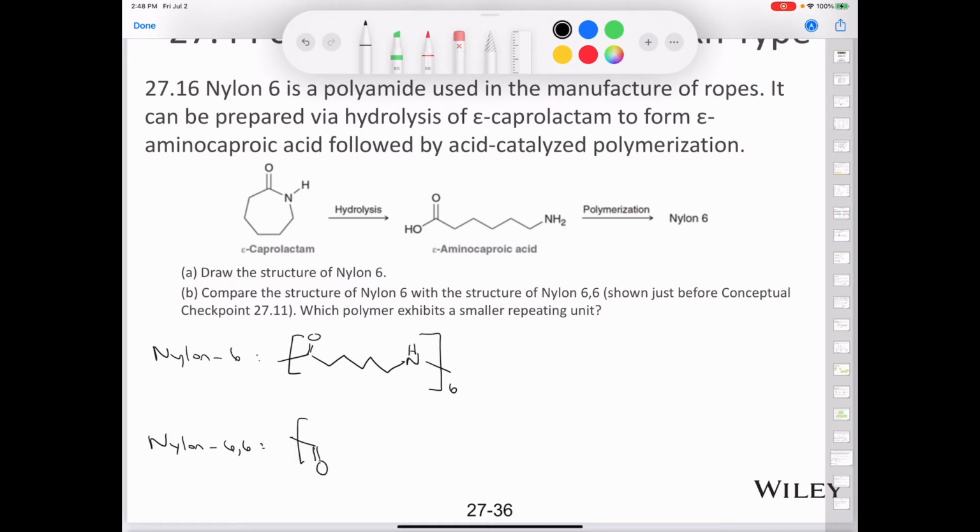So I'm just going to draw it down here. So 1, 2, 3, 4, 5. 1, 2, 3, 4. There we go. Now we have our nitrogen, and then 1, 2, 3, 4, 5, 6. And this is the repeating unit of nylon 6,6. And so it's nylon 6 that has the smaller repeating unit.